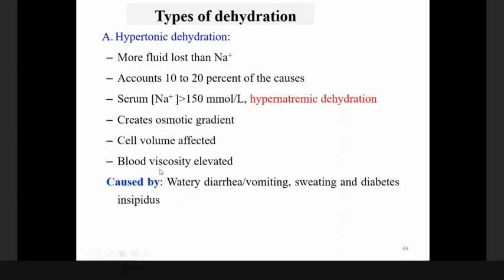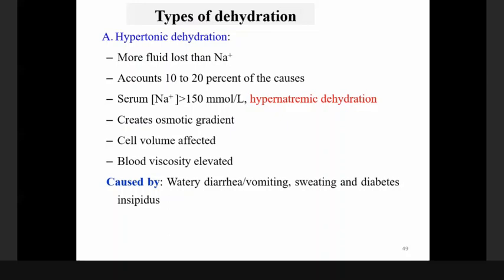So these are some of the explanations for hypertonic dehydration. The causes are watery diarrhea, vomiting, sweating, and diabetes insipidus, which are some of the factors attributed to hypertonic dehydration.